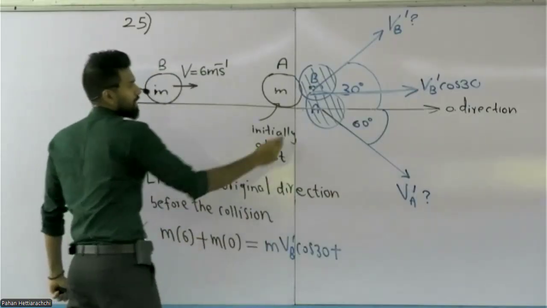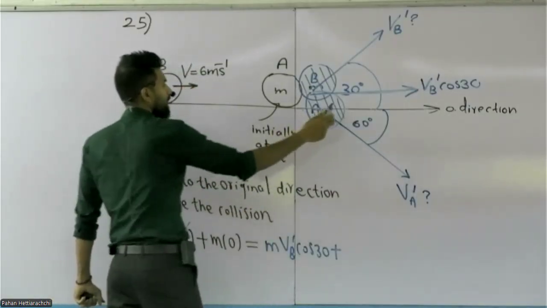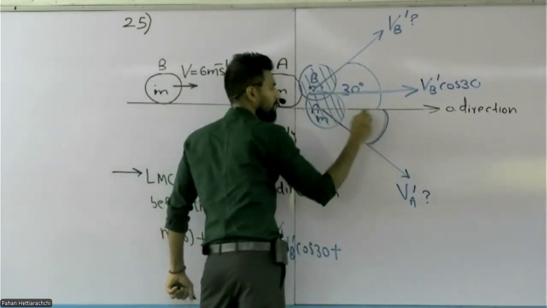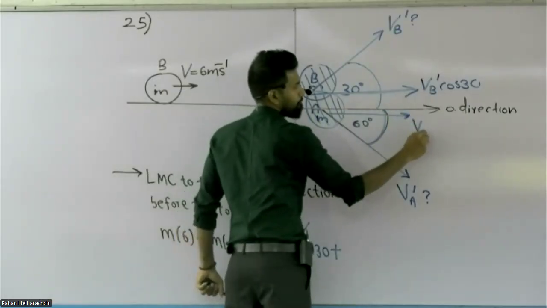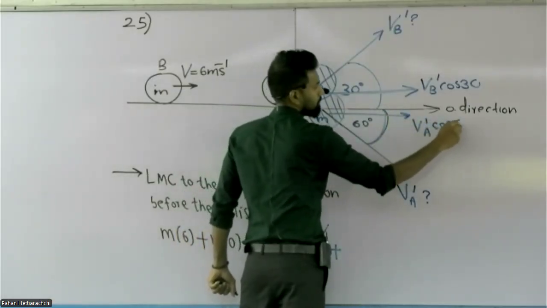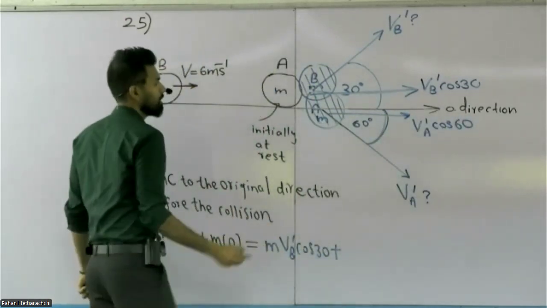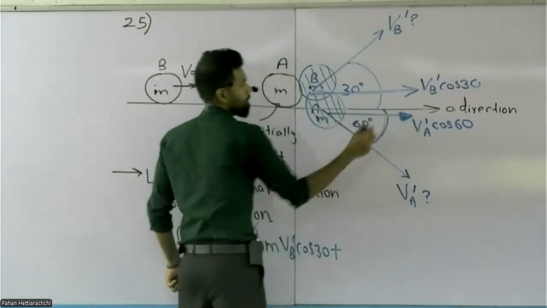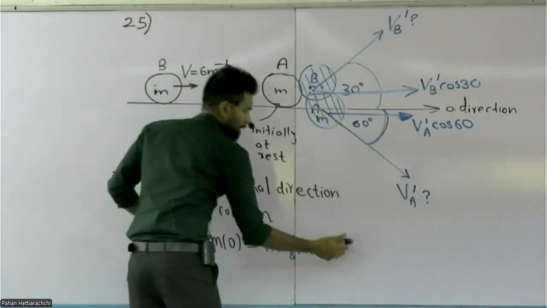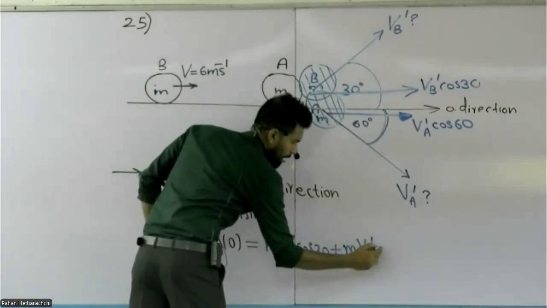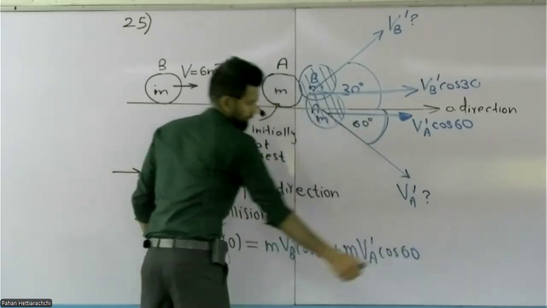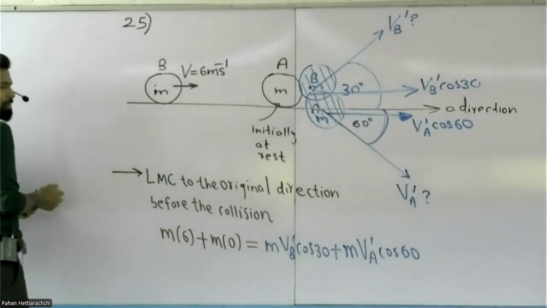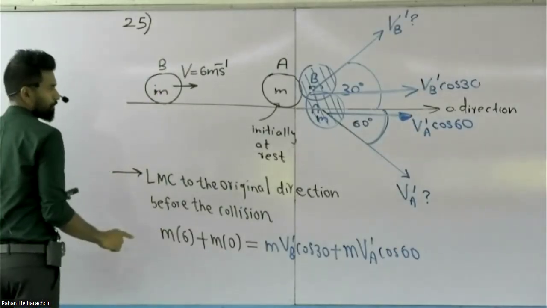What else? There's another ball A. It's moving in a direction creating an angle of 60 with the original. I will take the vector component VA dash cos 60. So, m VA dash cos 60. Now I have applied linear momentum conservation to the original direction.